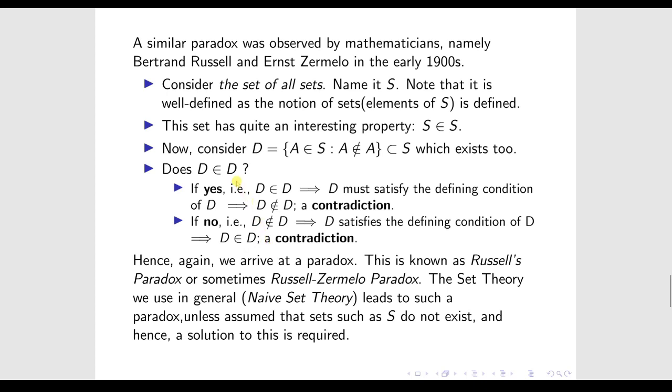Again, the answer to this question can't be yes and no. Hence, we arrive at a paradox. This is known as Russell's paradox or sometimes Russell-Zermelo paradox. Now, the main reason we arrive at this paradox is because the set theory we use in general is naive set theory, and due to a loose approach, it leads to such a paradox.